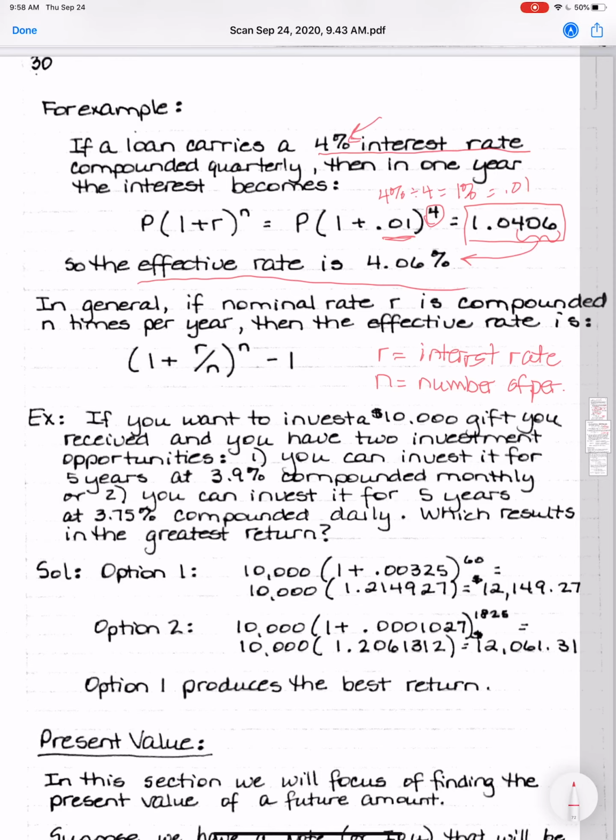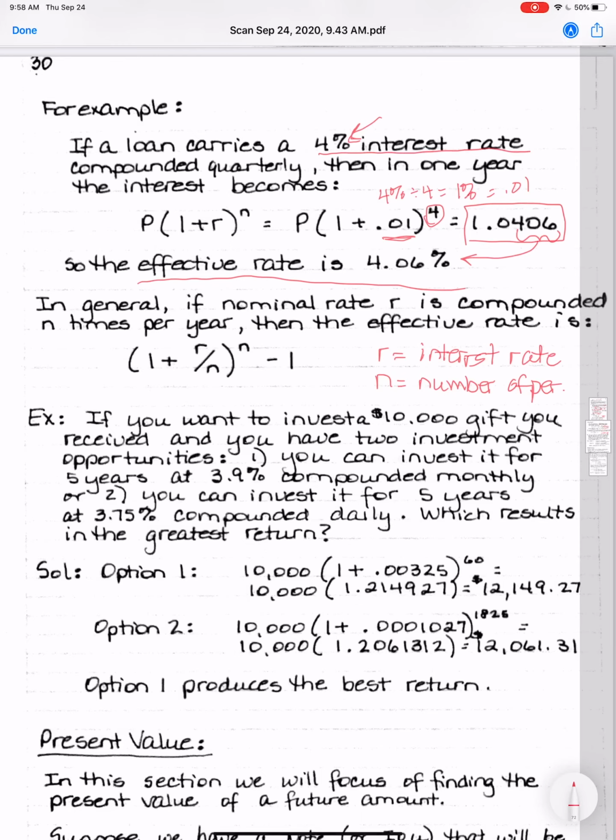Okay, so if you wanted to invest a $10,000 gift you receive, I think that would be delightful. I'd love to receive a $10,000 gift. And you have 2 investment opportunities. One, you can invest it for 5 years at 3.9% compounded monthly, or you can invest it for 5 years at 3.75% compounded daily. Which of these results is going to give you the greatest return?